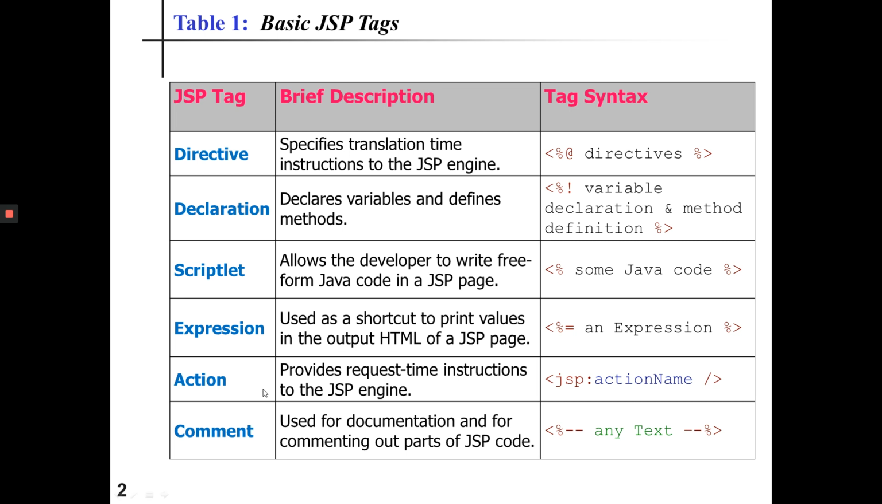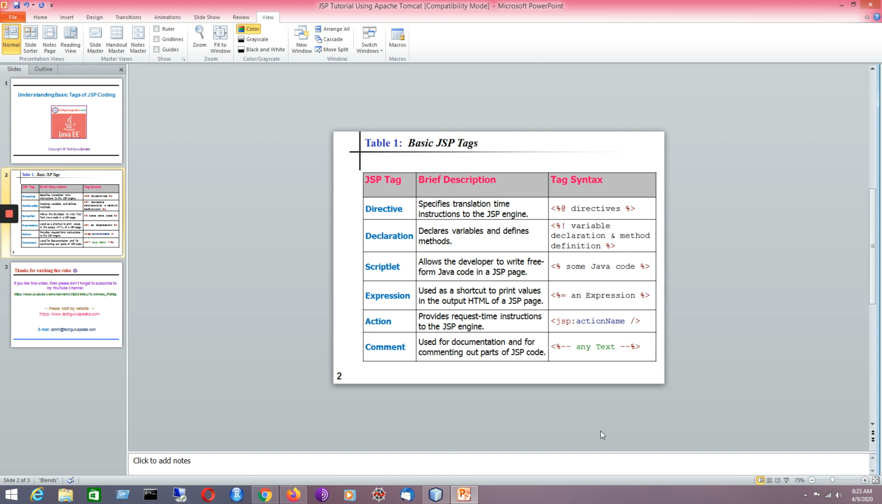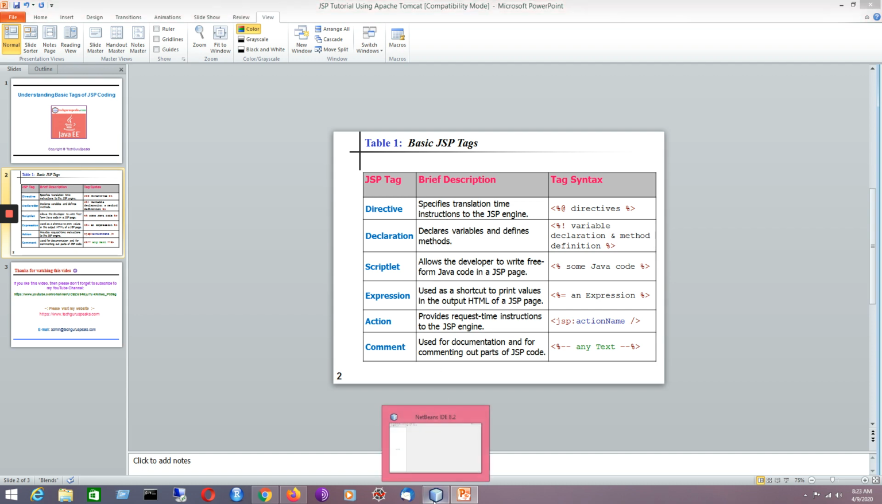Action tag, it is basically used for providing some request time instruction to the JSP engine, so it is having the syntax like this. And lastly we can have some comment. Okay, now we will be moving to the demonstration part. So we'll be trying to demonstrate each of the 6 tags that I have specified here by using JSP coding.